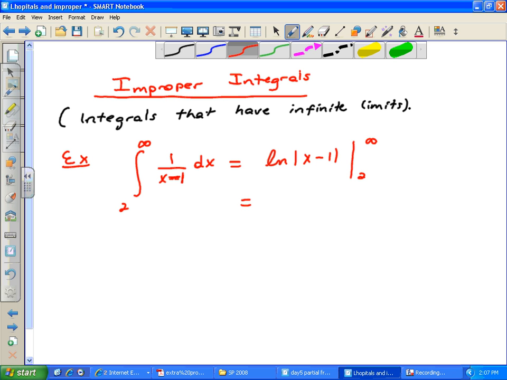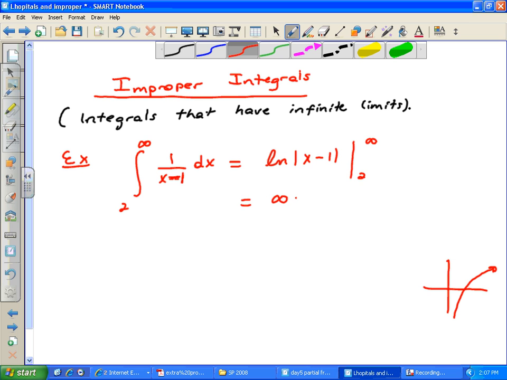First of all, what is infinity minus 1? That would still be infinite because you have x meaning a quantity getting larger and larger, minus a constant, still a quantity getting larger and larger. So you still have infinity there. So what is ln of infinity? Think about the graph of the ln function. Where does it go as x goes towards infinity? It keeps getting larger, so infinity.